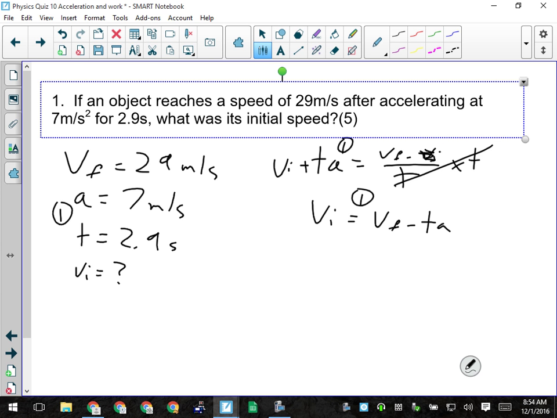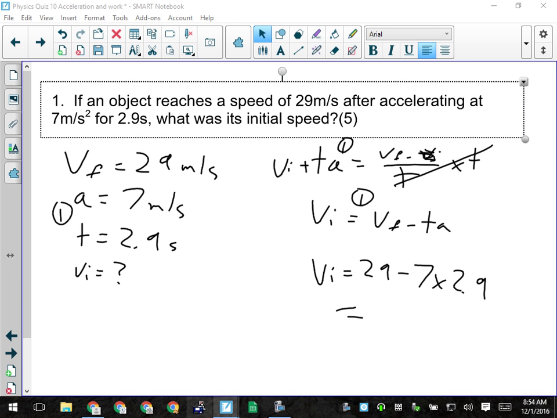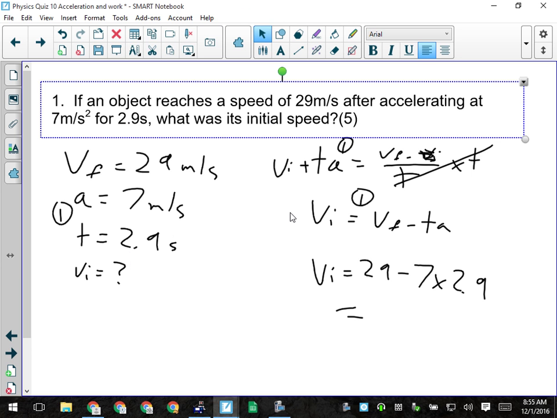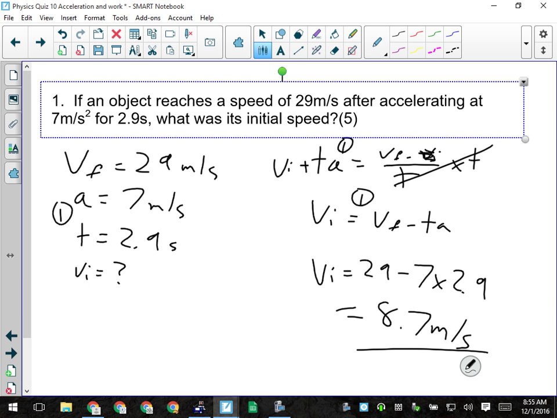Then we need to plug in our numbers. So VI is going to equal 29 meters per second minus 7 times 2.9. So we should have an initial speed of 8.7 meters per second. Everybody better have gotten that right because you did that one on Tuesday.